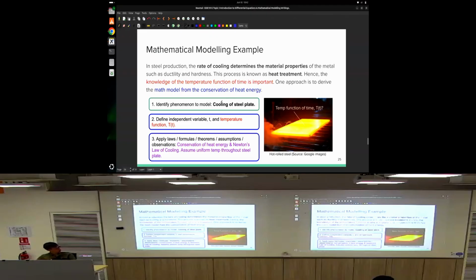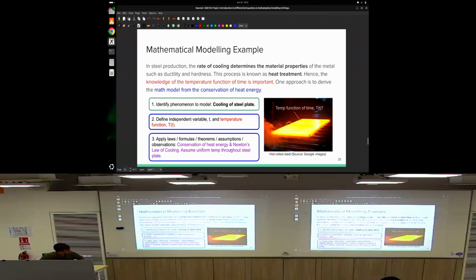Then in order to model this phenomena, which is the cooling, what is the independent variable and the function that you need to know? Obviously, because you need to know cooling, you need to know the temperature function. And because it's cooling, you need to know the temperature function of time. You need to know how fast or how slow the temperature decreases with respect to time. So that's your second step. Define the independent variable and the unknown function that you want to solve for.